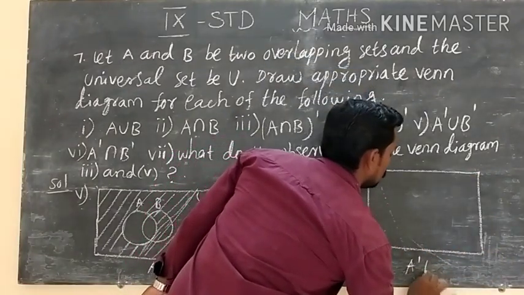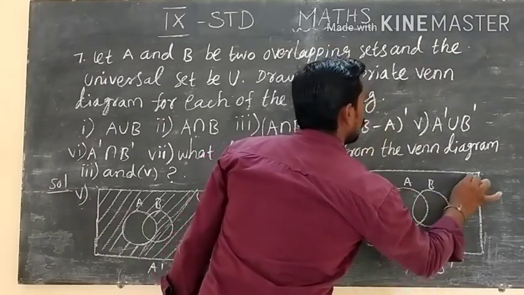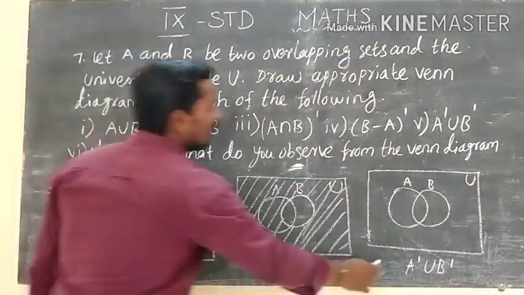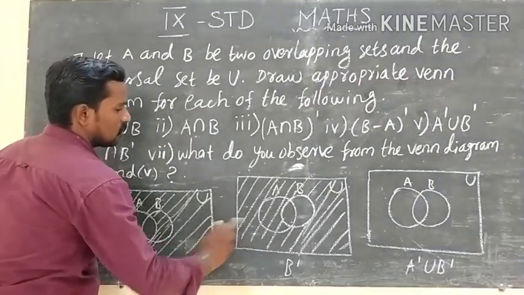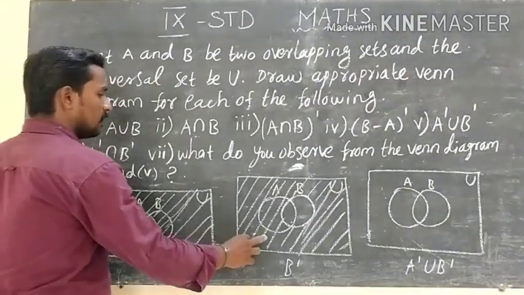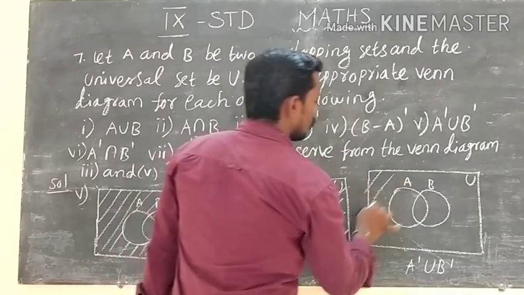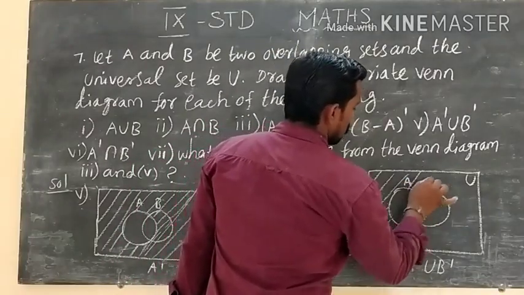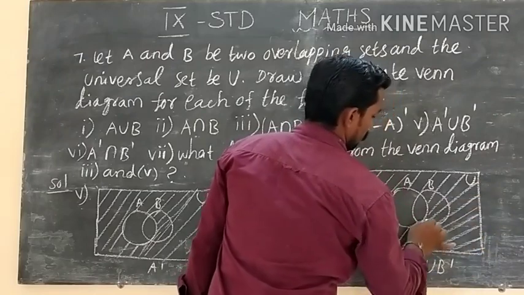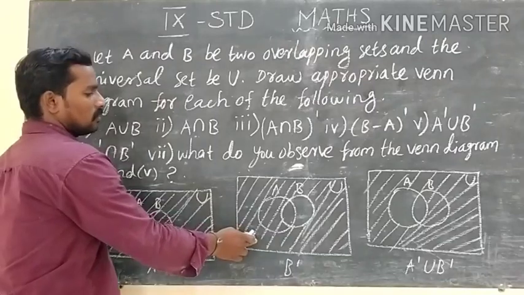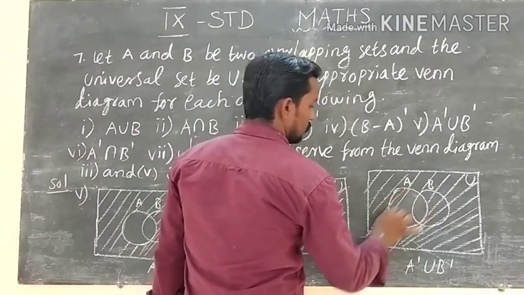A complement union B complement. B universal. So A complement union B complement. Draw together the first two diagrams. Okay, A complement union B complement. First draw this diagram, then draw this one. This one has A also shaded region. So A.